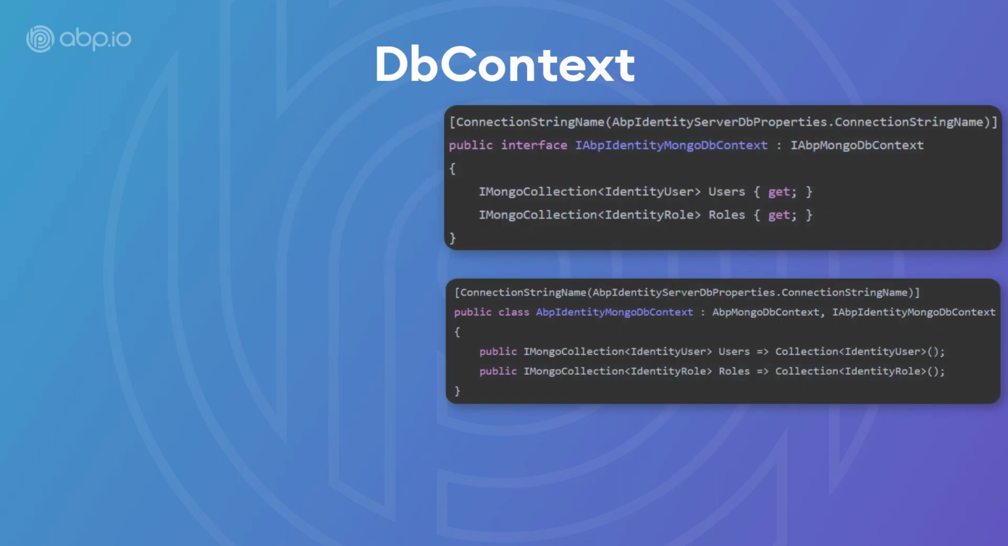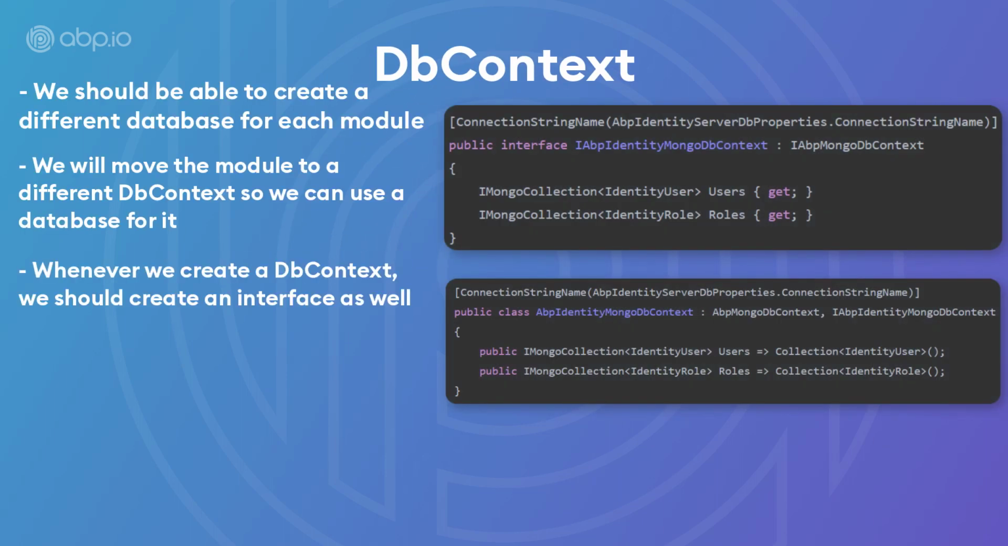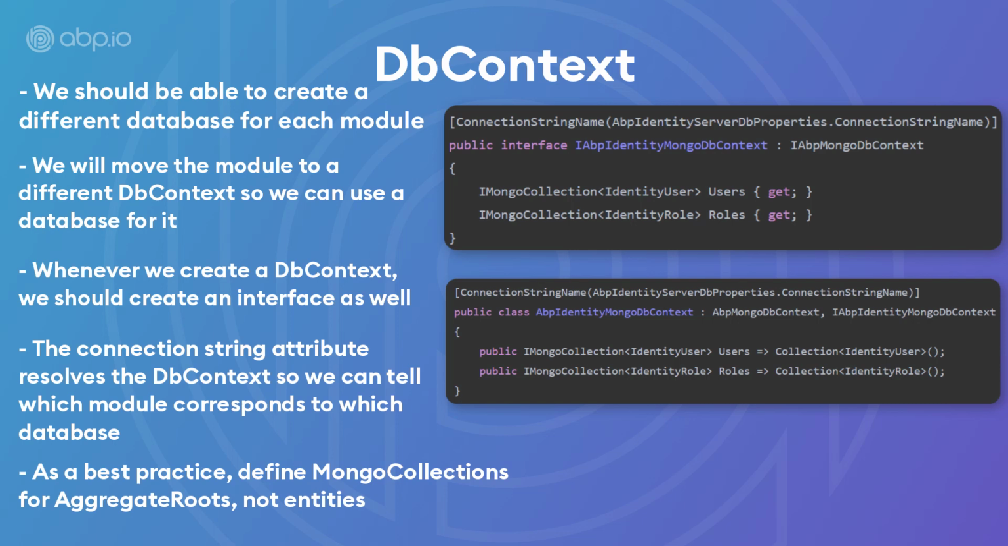As for the DbContext section, almost all the definitions will be the same as Entity Framework Core definitions, but instead of DbSets, we're going to be using collections. So yes, for each module, we're going to be creating a DbContext class and an interface. And we're also going to be using the connection string attribute, and we're going to define a collection for each aggregate root rather than DbSets.